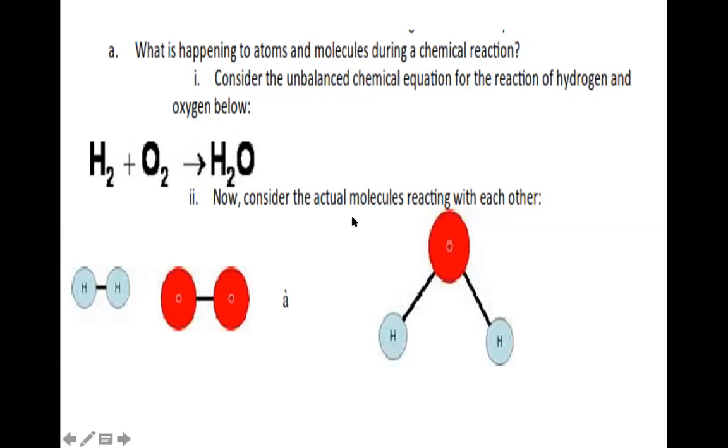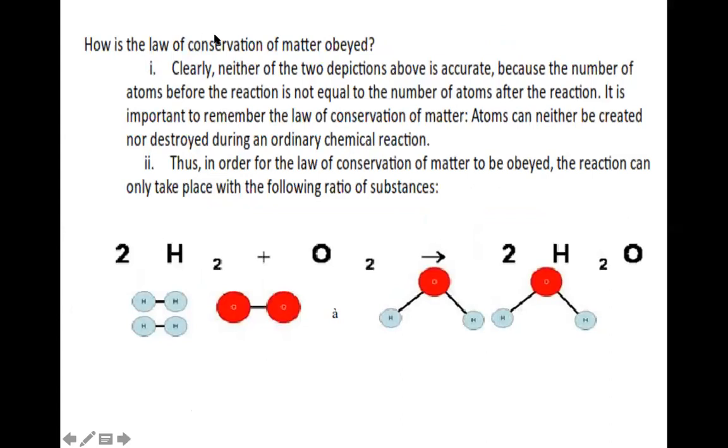Now consider the actual moles reacting with each other. This is important for getting the highest benefit. You need 2 moles of hydrogen with 1 mole of oxygen, then you will get 2 moles of water and you will get no waste. This is very important. So how is the law of conservation of matter obeyed? Clearly, neither of the two depictions above is accurate, because the number of atoms before the reaction is not equal to the number of atoms after the reaction.